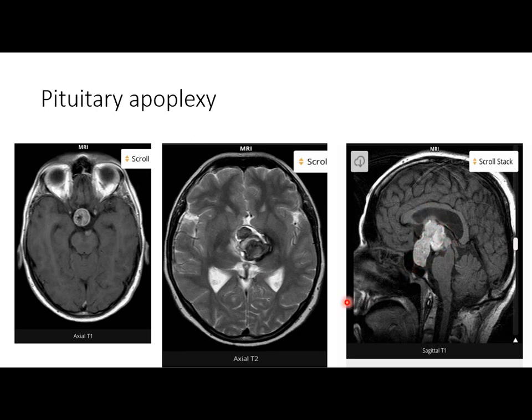With extension and mass effect to the surrounding. And the most important thing in pituitary apoplexy, when the patient presents, it is commonly with ophthalmoplegia. Ophthalmoplegia and visual defect because it's compressing on the optic nerve and optic chiasm. So it is with the headache. The patient commonly has visual manifestations, either visual loss or visual defect, or eye pain.